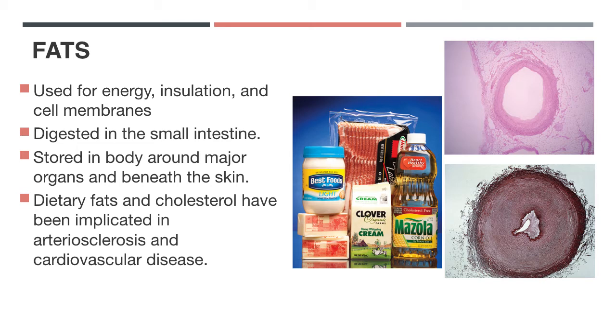Cholesterol is a steroid-like compound that's common to animal tissue. So anytime you consume any fats that are derived from animal products, those contain cholesterol. Cholesterol is the compound that clogs arteries, forming plaques, leading to that arteriosclerosis that I mentioned before.